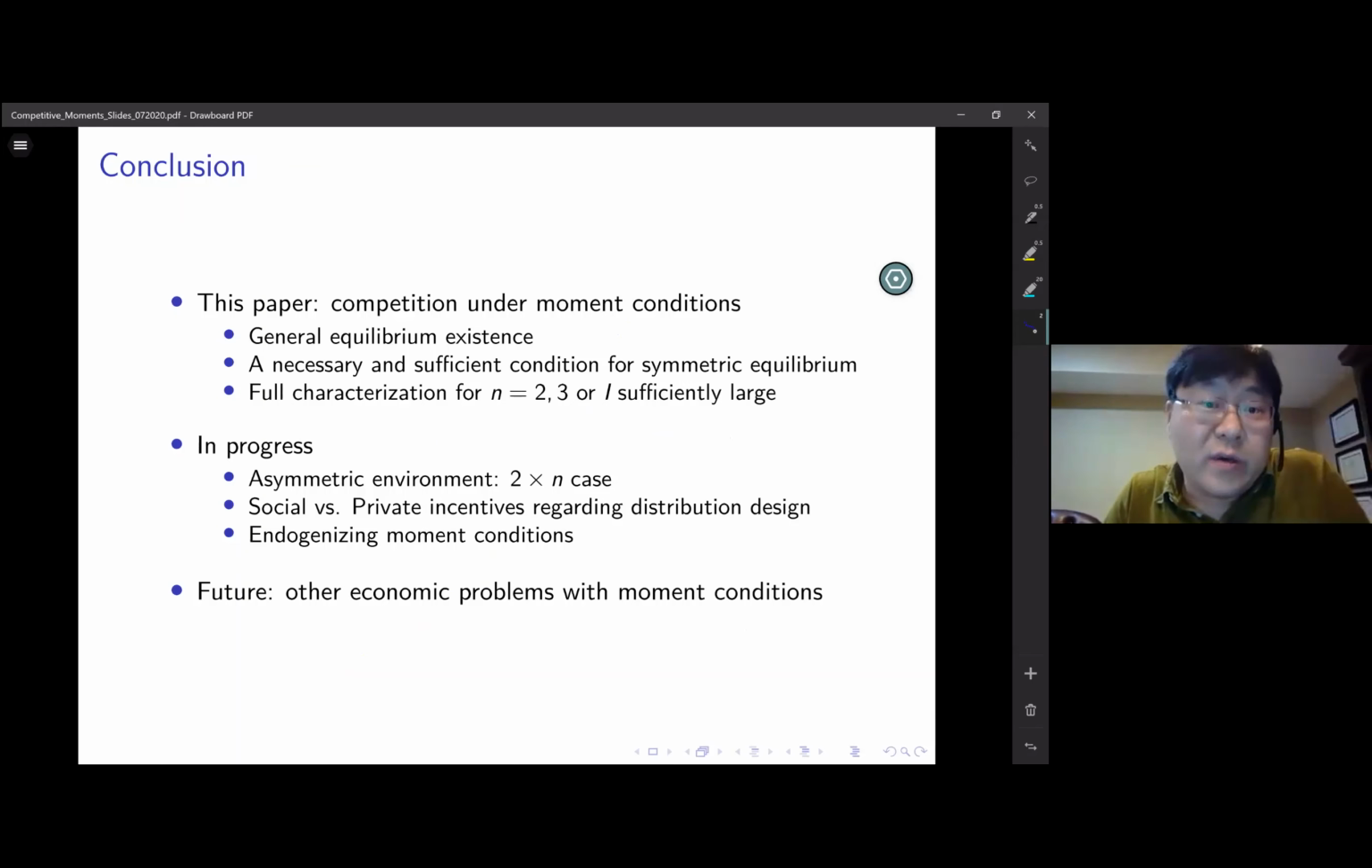So we are actually working on several things. First, we are looking at the asymmetric environment. We can't say too much about the asymmetric case, but we do know that we can provide a nice characterization for the case where there are 2 players. And there are also other things we are trying to do in this paper.